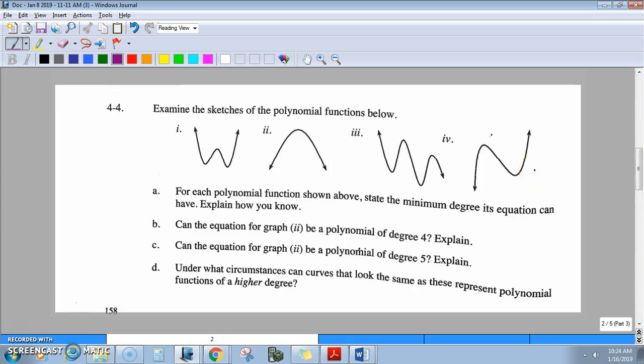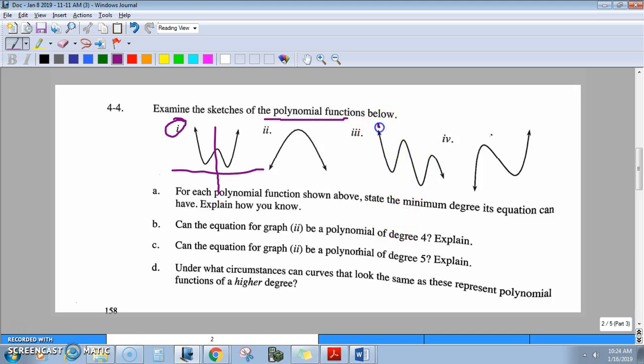Examine the sketches of the polynomial functions below. For each polynomial function shown above, state the minimum degree its equation can have. Explain how you know. Okay, so this is something to the 4th power. So the minimum degree is going to be 0 because we could draw our x-axis down here, right? And it is never, ever going to touch. The same for 2. We can draw it here, and it's never, ever going to touch.